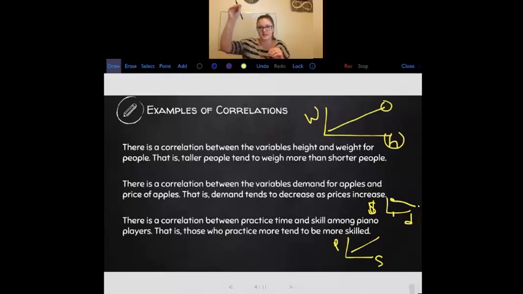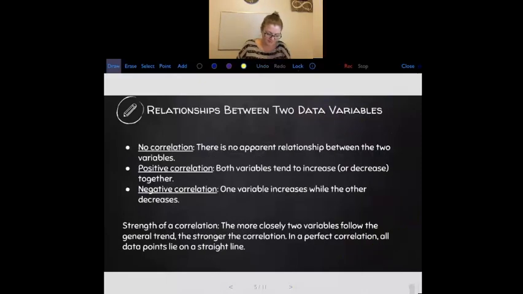Usually we have different data points, but as we talked about, there's a line of best fit that goes through them, or you could see them going up together or down together or all over the place. Okay. So no correlation means that there's no apparent relationship, so your data points are all scattered. They're kind of mixed. Positive correlation, both variables tend to increase or decrease together. Negative correlation is when one variable increases while the other decreases, like that demand and price example.